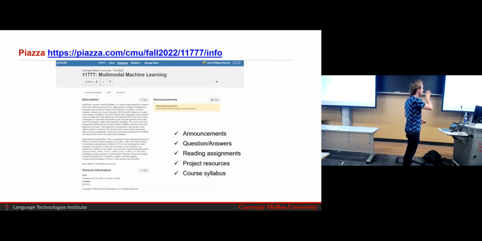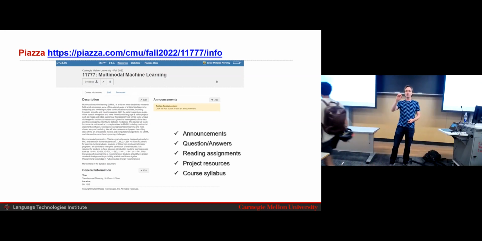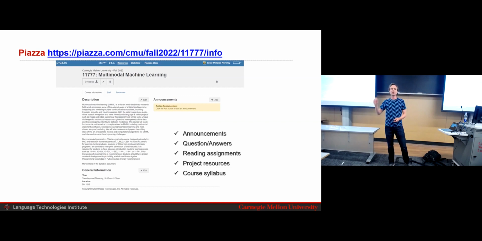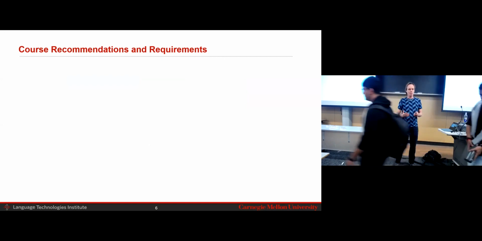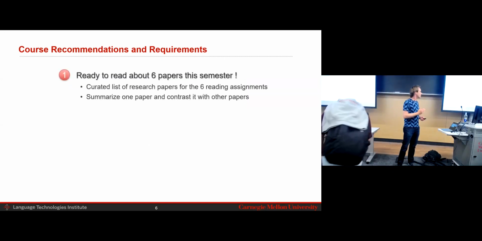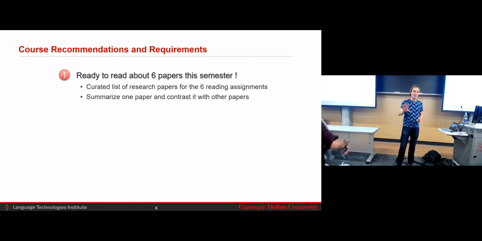All our communication, we decided, will go through Piazza, and we put all the registered students there, but also all waitlisted students until we stabilize. Course recommendation. So here's the bare minimum. By now you should be ready to read at the minimum 6 papers, at the minimum. So over 6 weeks you have to read one paper and do a summary. I will give you more details about this.